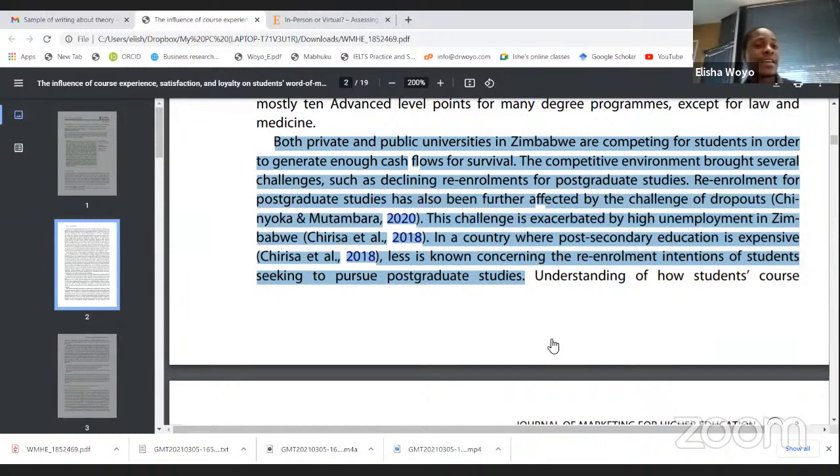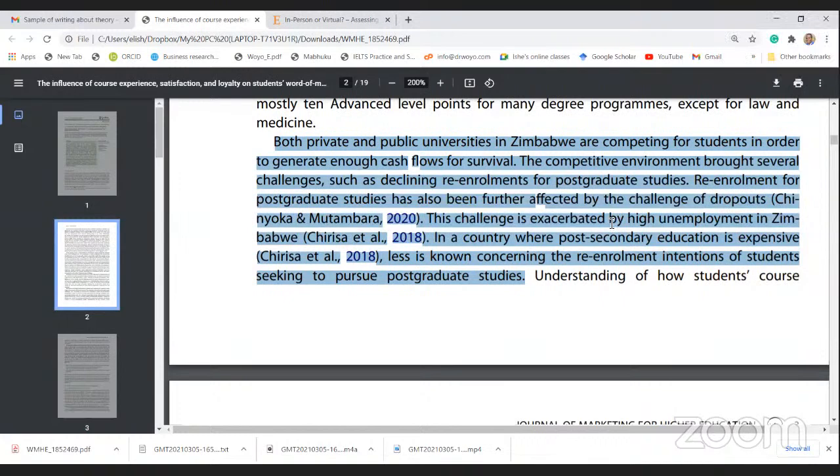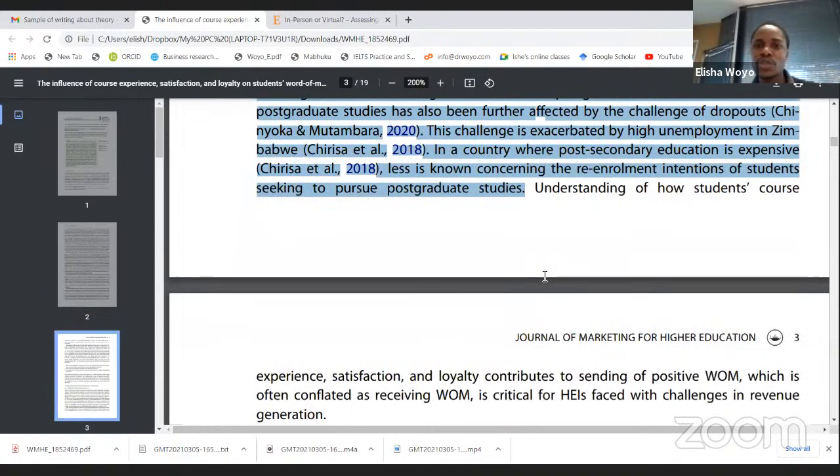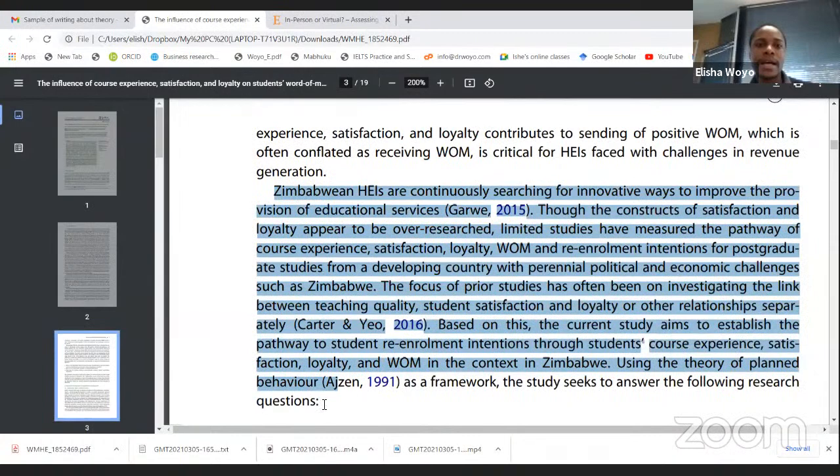That's why I have provided some background of what people have written about. People have written about the challenges of dropouts. People have written about high unemployment, but they have not written about re-enrollment intentions of students seeking to pursue postgraduate studies. I can demonstrate another one on this second paragraph.